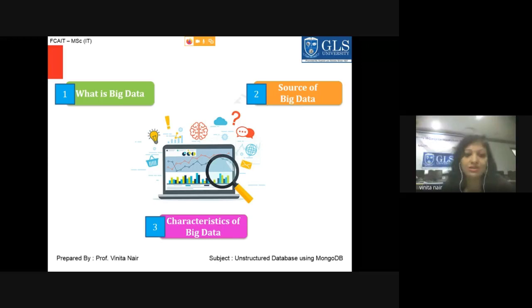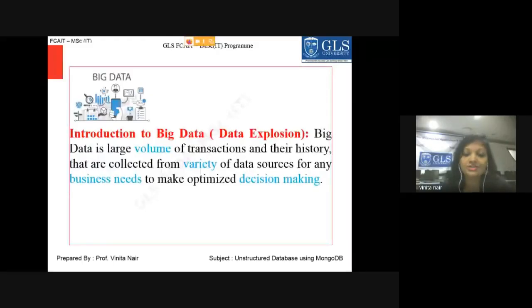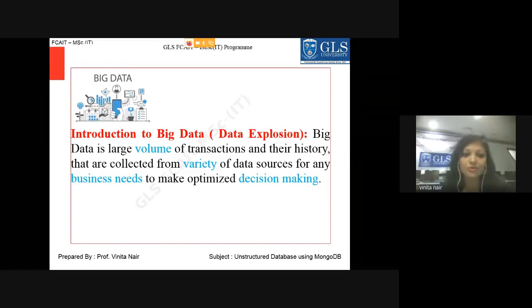We can't say this is the exact definition of big data, but we can say that it is data in a large volume of transactions and their history, collected from a variety of data sources for any business need, to make optimized decisions. You can see that I have highlighted some terms with a different color. The data is in large volume, and it comes from a variety of data sources, meaning different inputs. Those data are used for business needs, for solving issues. And the goal of any data should be to make optimized and better decisions.